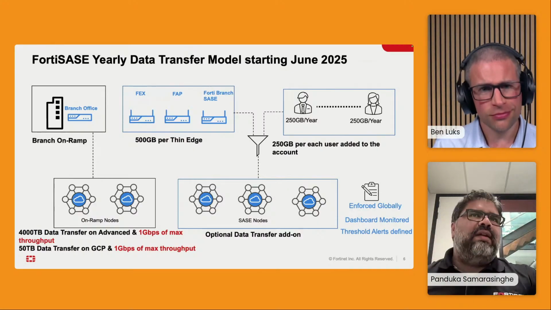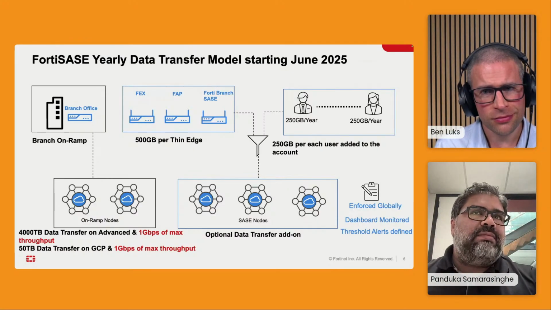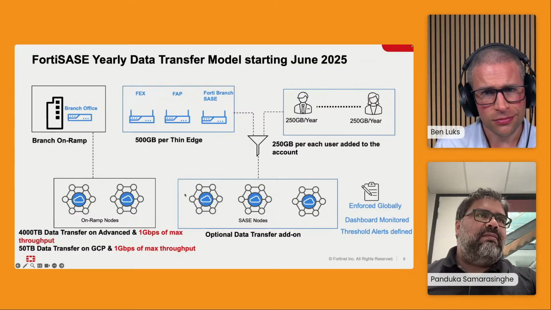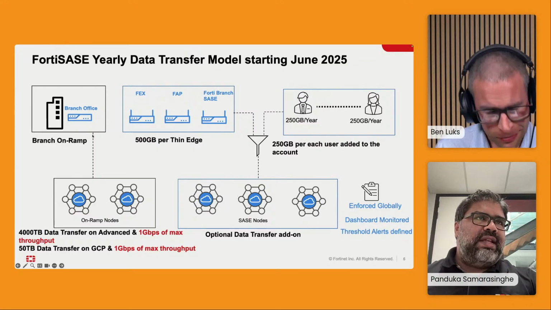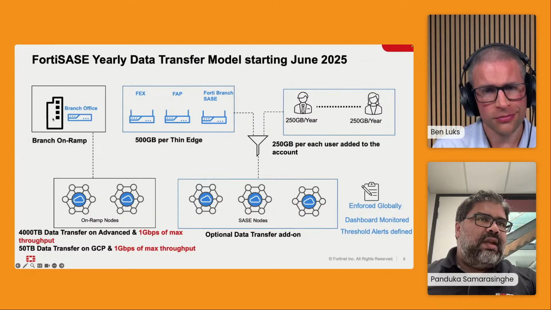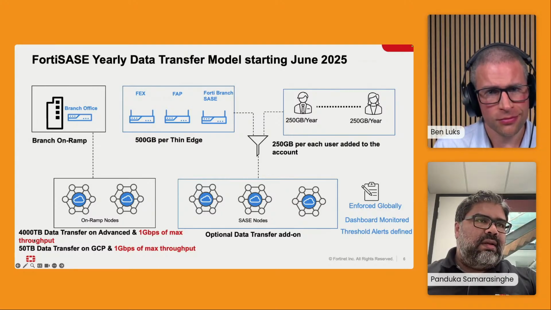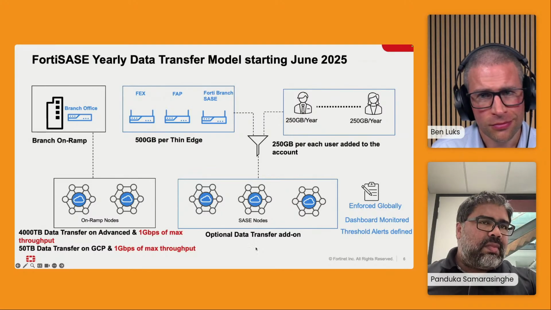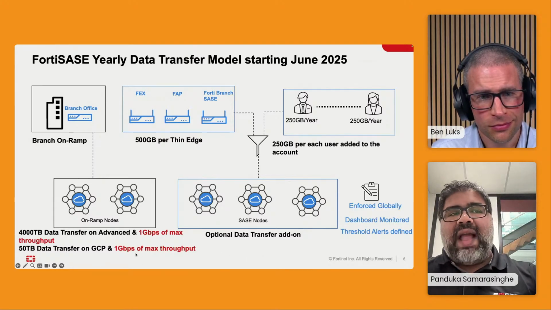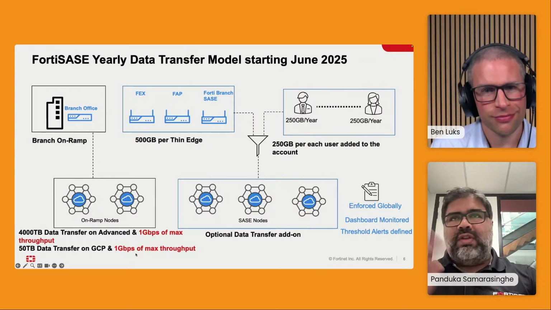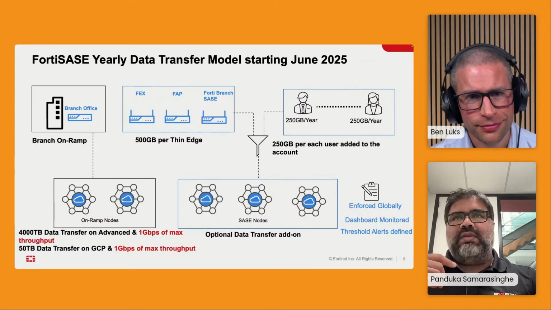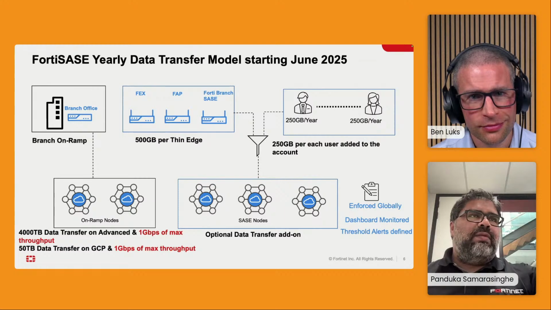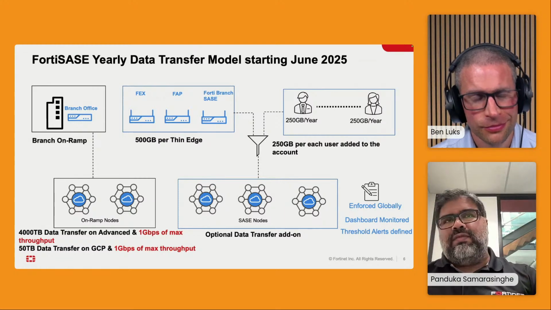So the only time the bandwidth restriction is applied is if you are coming in from the branch on ramp, because that's an IPsec tunnel. And apart from the data usage, this is the only time where you have a 1 gig of max throughput. So for a user, there's nothing. They can use any application they want. From the branch on ramp is where you have to be careful.